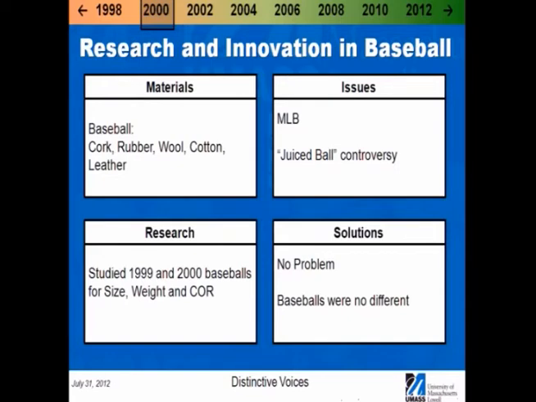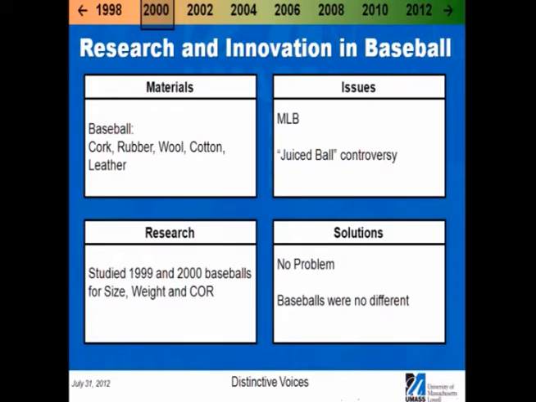Also in 2000, there was a juiced ball controversy at the major league level. In April of 2000, there were an increased number of home runs hit in that month, and people wanted to blame something, so they blamed the ball. So Major League Baseball contracted us to study the ball. We looked at the 2000 ball and the 1999 ball. Nobody had a problem with the 1999 ball. The balls were pretty well controlled, and we were able to get test results showing that the size, the weight, and the COR were no different.